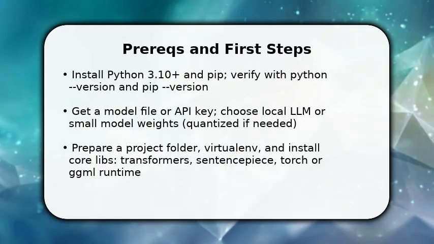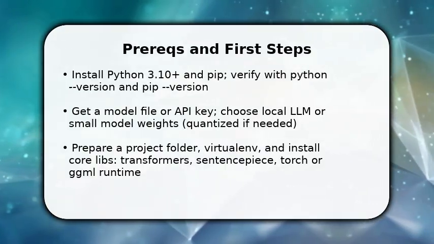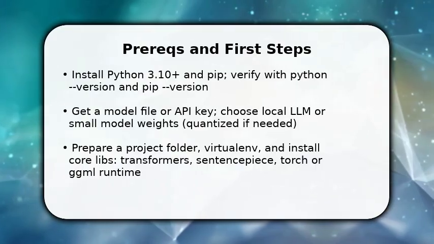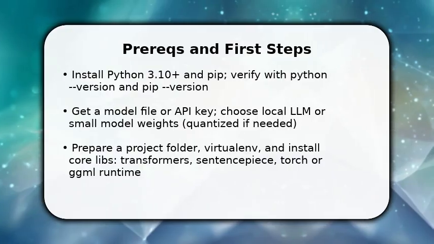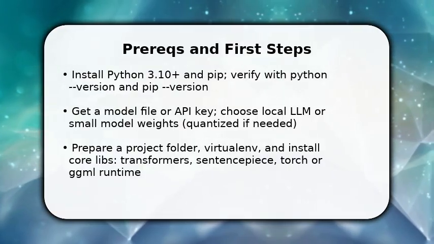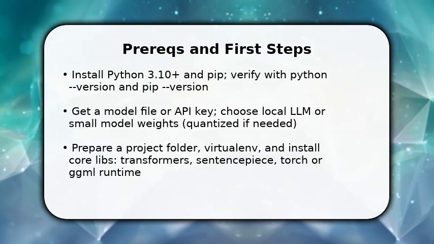Create a project folder and a virtual environment, then install core libraries like transformers, the appropriate runtime, PyTorch or a lightweight GGML binding, and tokenizer tools. Once done, place model files in a known path and ensure disk space and GPU memory meet the model's requirements.